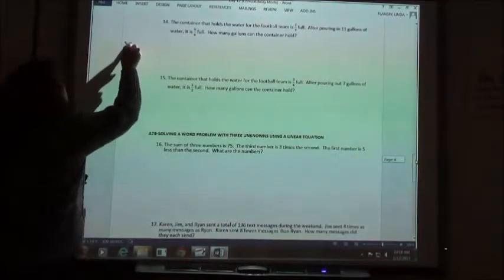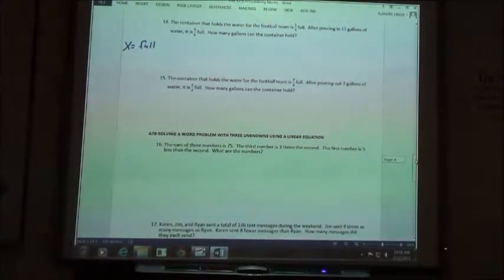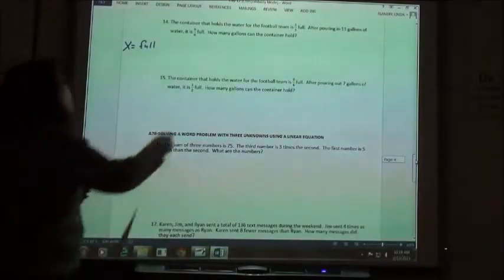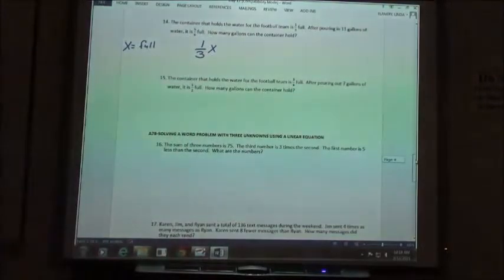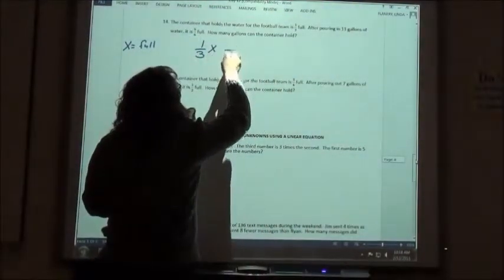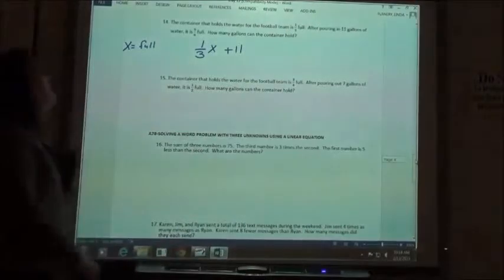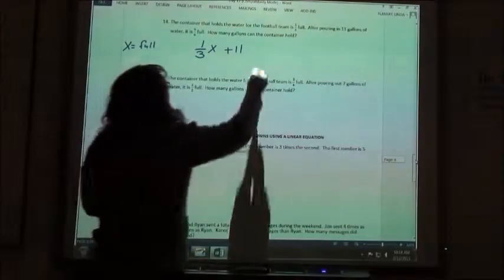So again, we're going to let x indicate how full it could be if it was all the way full. Starts out, the container is 1/3 of the way full. So 1/3 times that total would tell me how many gallons are in the container. I'm going to pour in 11 gallons of water. I hope they're not drinking gas. Now it is 5/6 of the way full.